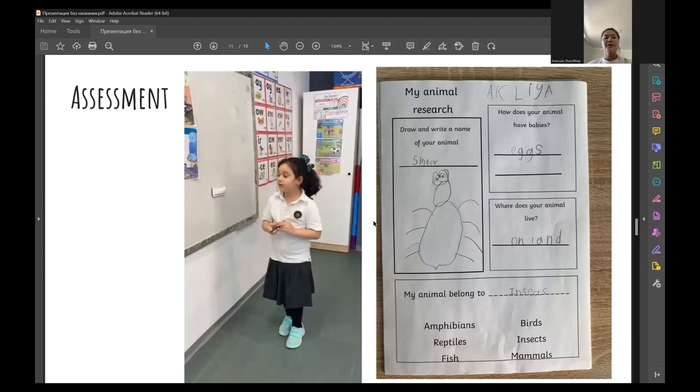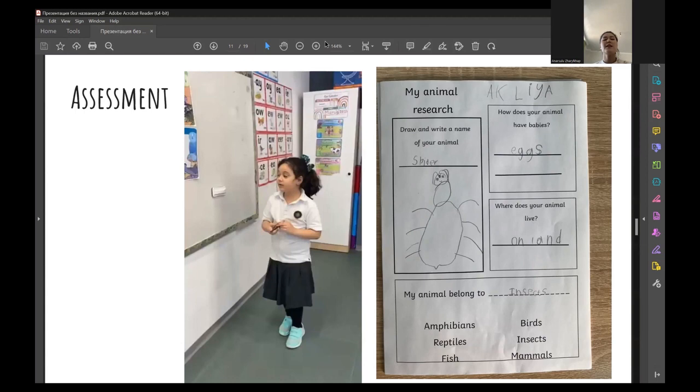After the diagram classification of animals, I asked them to complete the worksheets with their animal research, and they didn't choose their favorite animals. They chose the animal they got from the flashcards, right? So I was sure that everyone had different animals.